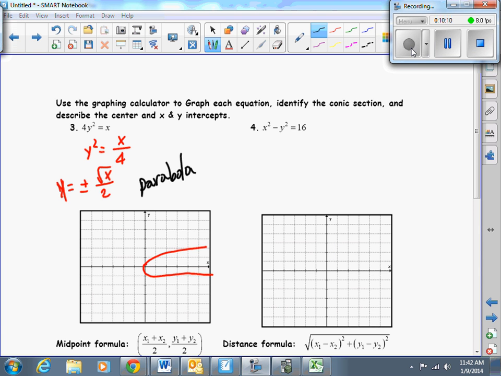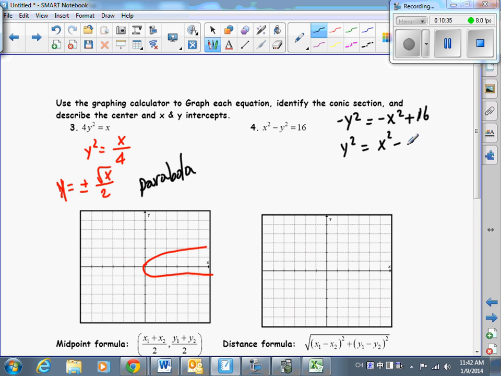Problem number 4 now. You have x squared minus y squared is equal to 16. Go ahead and solve for y again. To solve for y, you can either move it over here or leave it there. So I will leave it there. I'll have negative y squared is equal to negative x squared plus 16. Then I will first multiply everything by negative to get y squared is equal to x squared minus 16. Why did I multiply by negative? Y squared was negative, and in other words, you cannot find the square root of a negative number. You got to turn it into positive.